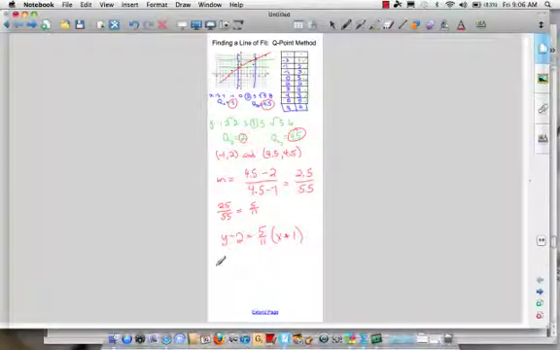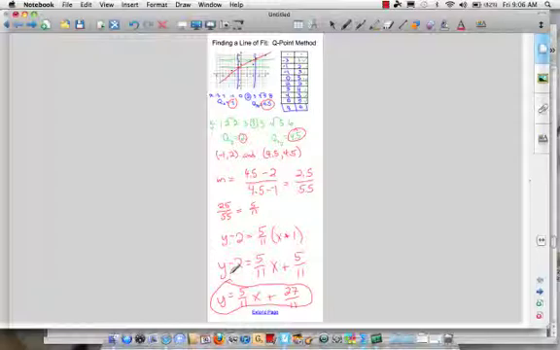If you need to put it in slope-intercept form, you're going to distribute the 5/11, and you'll get 5/11 x plus 5/11. Then you're going to add 2 to both sides, and you'll get 5/11 x plus... in order to add 2 to the 5/11, I need to think of it as 22/11, plus the 5/11 would be 27/11. And there you have it.